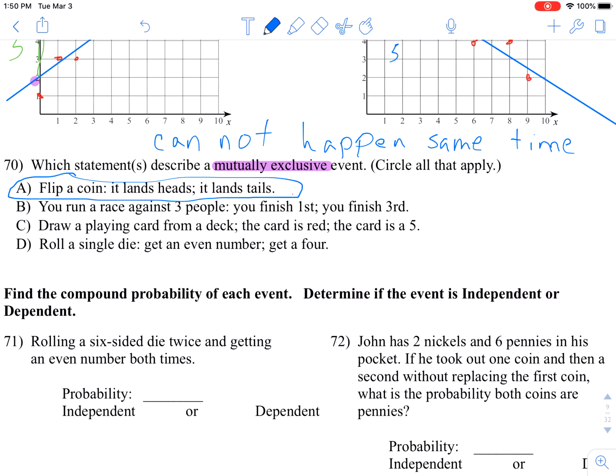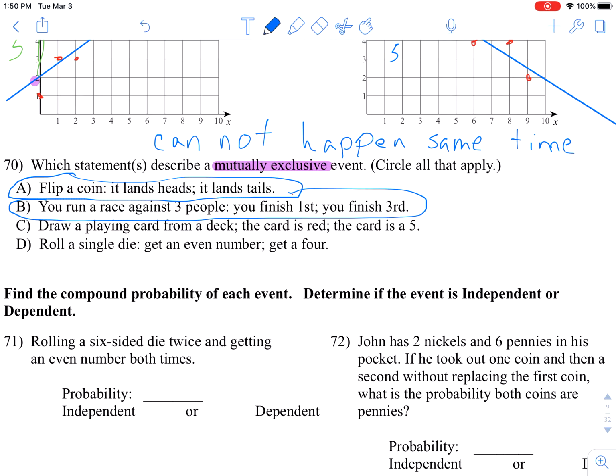You run a race against three people. You finish first, you finish third. So if you're running a race, you're either going to finish first or you're going to finish third. You cannot finish first and third at the same time. So B is also a mutually exclusive event.